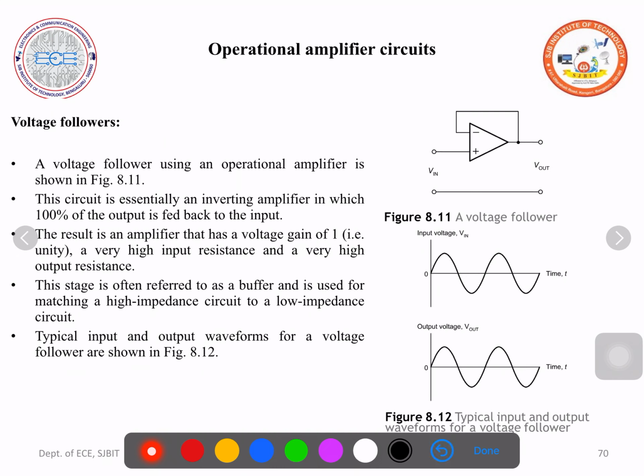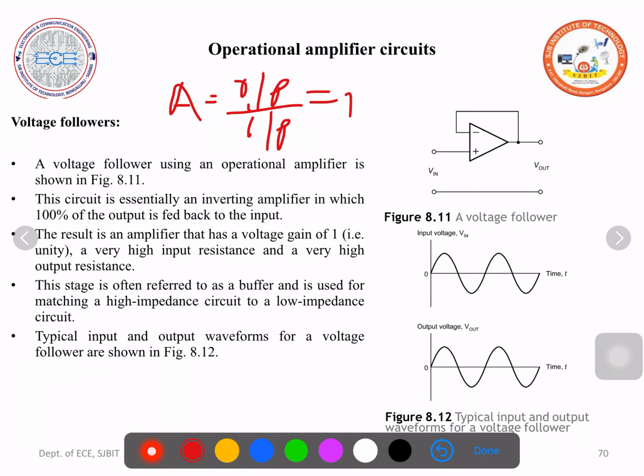If the output follows the input, it is the same. Output is the same as the input. Then what is the use? Why do we call it a unity gain amplifier? Gain is nothing but output by input, V out by V in. They are the same, so you will get 1. So it is a unity gain amplifier.